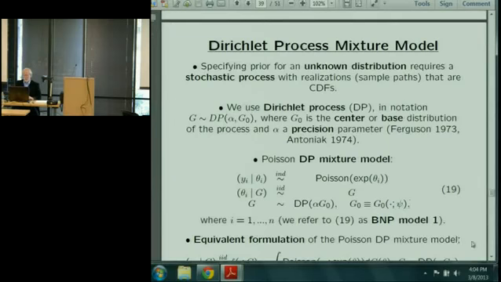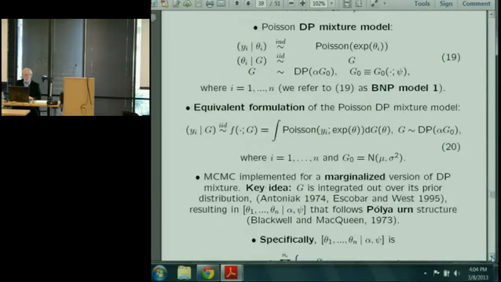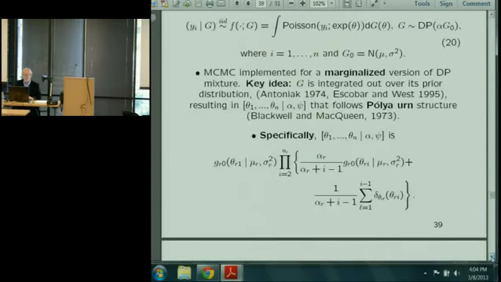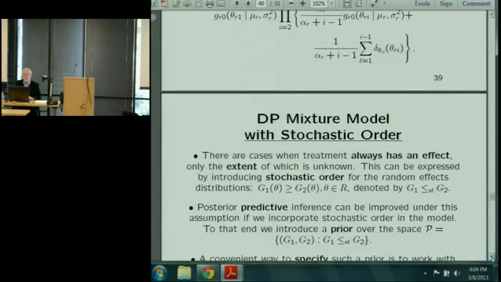And so this is a Bayesian nonparametric model 1. It's a kind of Poisson-Dirichlet process mixture model. And I won't go into details very much. There are details that show how to do the Gibbs sampling in this model.